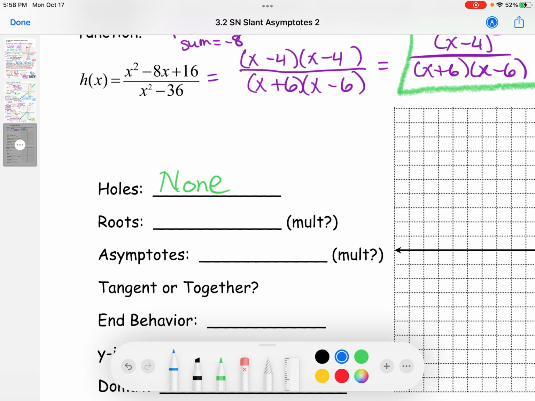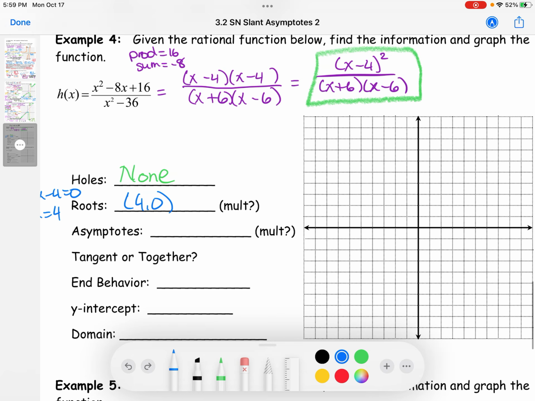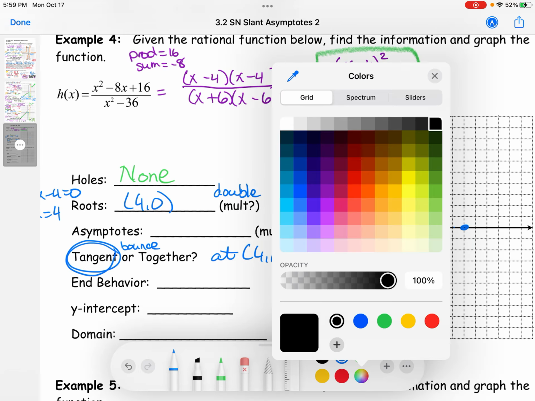For roots, we would set the numerator equal to 0. That's x minus 4 equaling 0. X equals 4. So (4, 0) is the root. Go ahead and plot that point on the graph at (4, 0). Now, this mult is for multiplicity. This is a double, a squared factor. It is a double root, which is going to give us a tangent at that root (4, 0). We will have the tangent bounce at (4, 0).